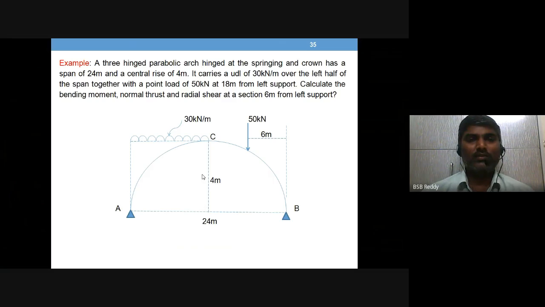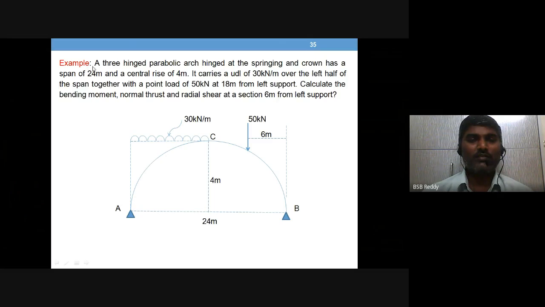Till now, all the lectures that I have covered are dealing with the circular geometry. Now, let us proceed to the parabolic geometry. How you are able to solve the arches consisting of parabolic geometry. We'll go with an example.